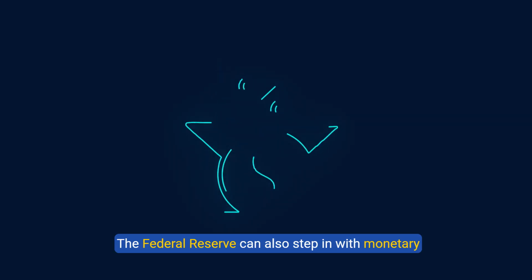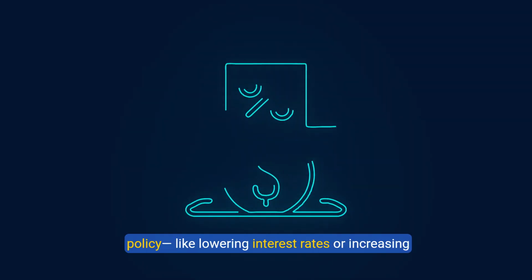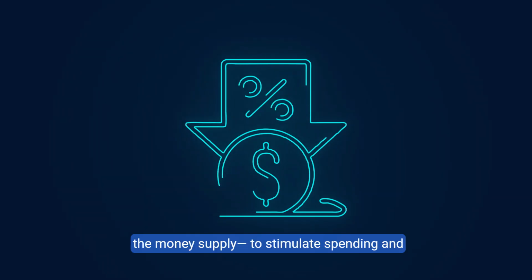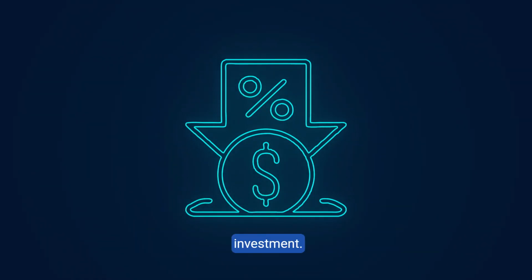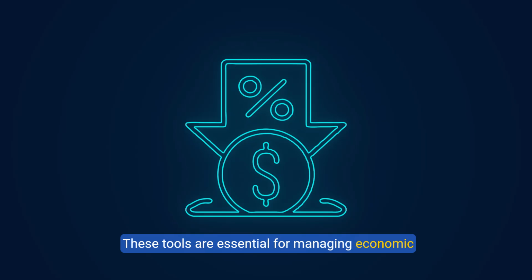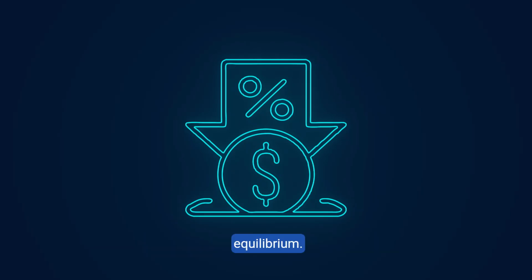The Federal Reserve can also step in with monetary policy, like lowering interest rates or increasing the money supply, to stimulate spending and investment. These tools are essential for managing economic stability and bringing the economy back to equilibrium.